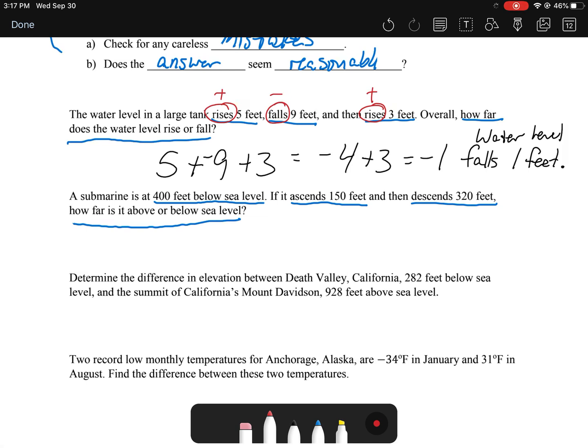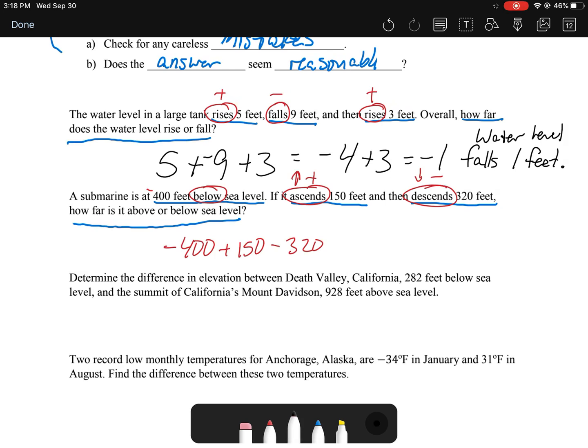Circling my keywords. It says it's 400 feet below sea level, so I know I'm dealing with negative 400 here. Ascent means that we're going up, so I'm going to be adding 150 feet. Descends means we're going down, so I am subtracting 320 feet. So if I'm starting at negative 400 feet below sea level, I'm going up, I'm adding 150 feet. And then I'm going down 320, I'm subtracting 320.